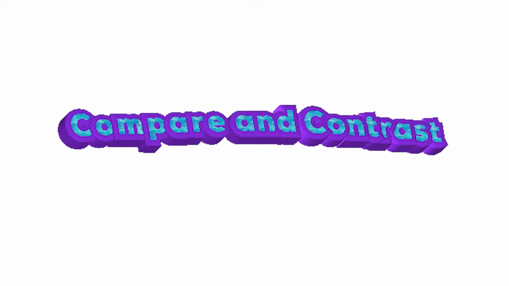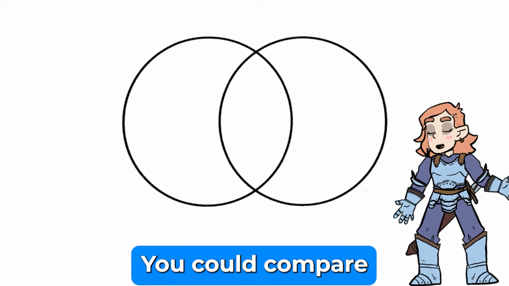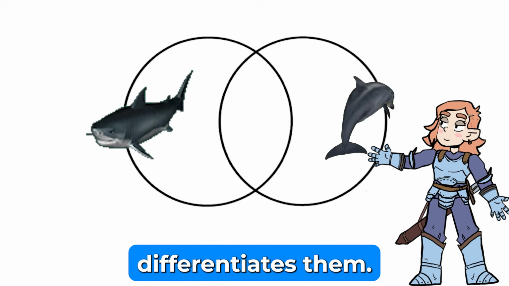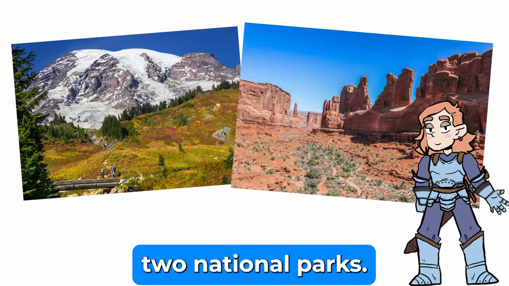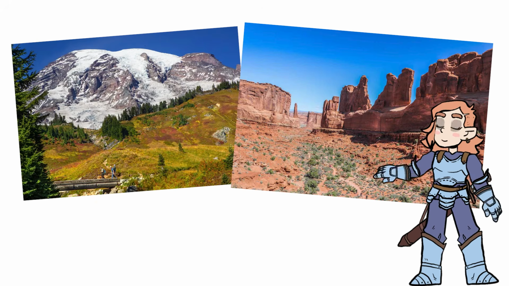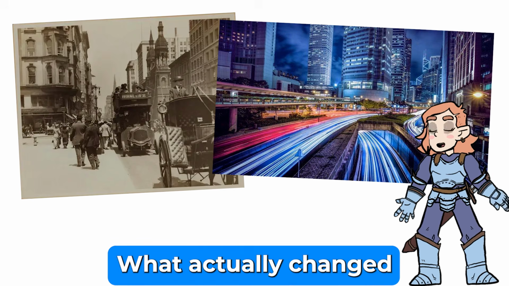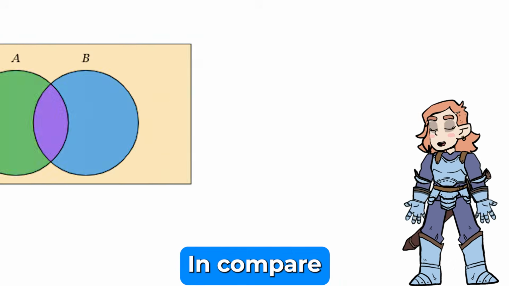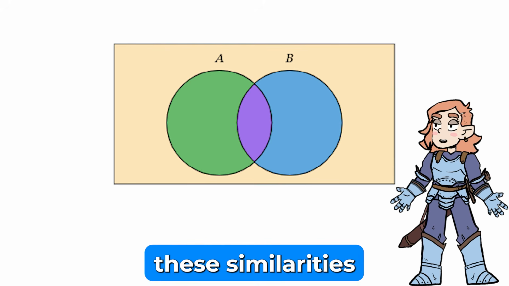Compare and contrast. Have you ever wondered what makes two things similar or different? You could compare sharks versus dolphins, and explain what they have in common and what differentiates them, using scientific facts. Or maybe you could write about 2 national parks, what they have in common, and how they are different, using true facts about their ecosystems. Or life in the 1800s versus what life is like today. What actually changed and what has stayed the same, using historical evidence. In compare and contrast writing, you use real facts about both things to explain these similarities and differences.